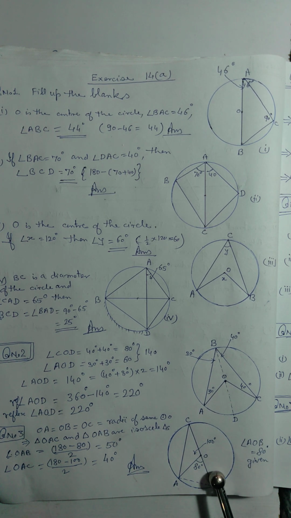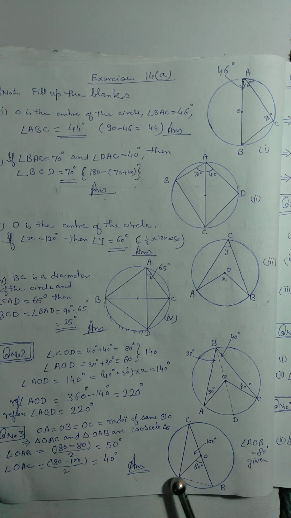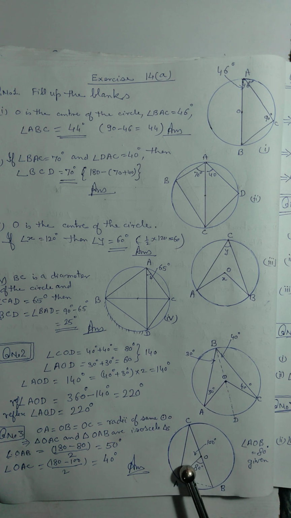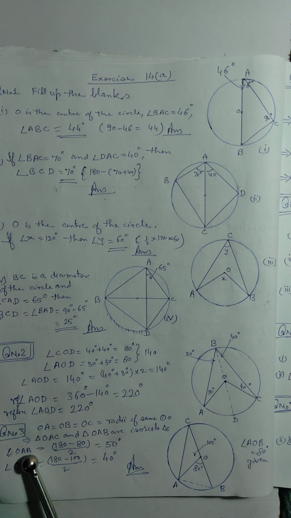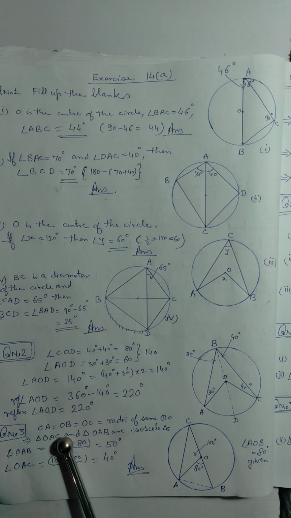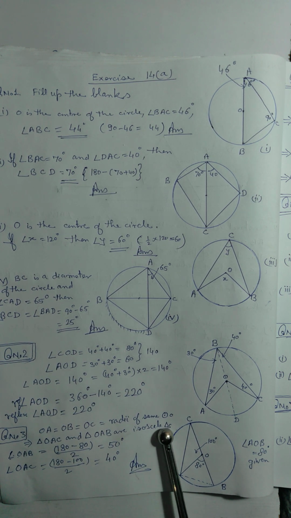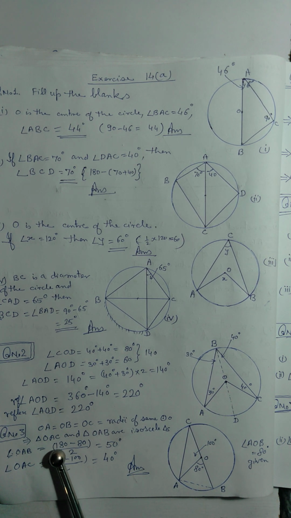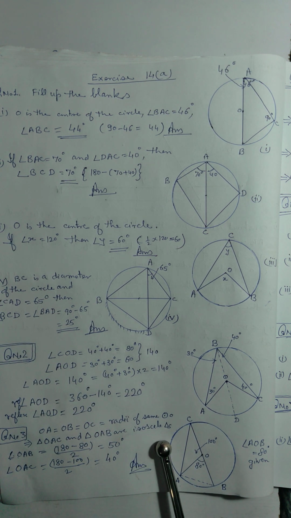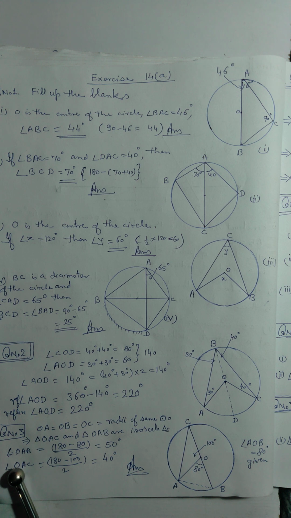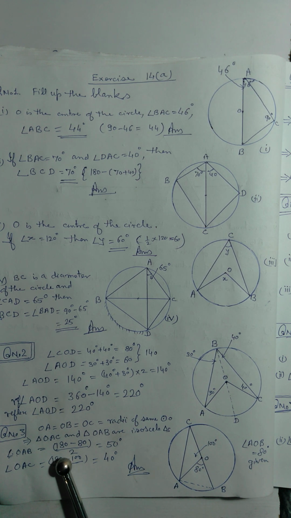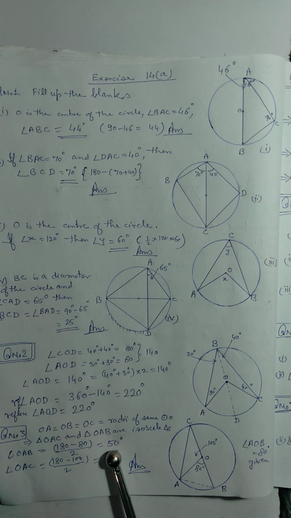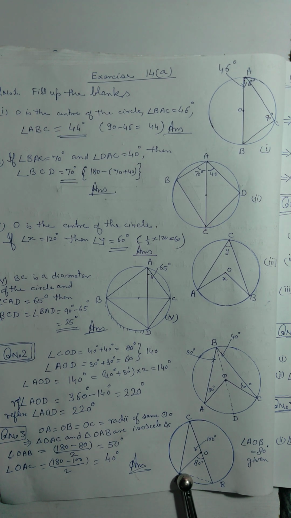Now angle AOB is given, that is 80 degree. So AOC will be 180 minus 80, that is 100 degree. You see here, OA is equal to OB is equal to OC, the radii of the same circle. Therefore, triangle OAC and OAB are isosceles triangles. Hence, the angle OAB is equal to 180 minus 80 whole divided by 2, that is 50 degree. OAB will be equal to 50 degree.